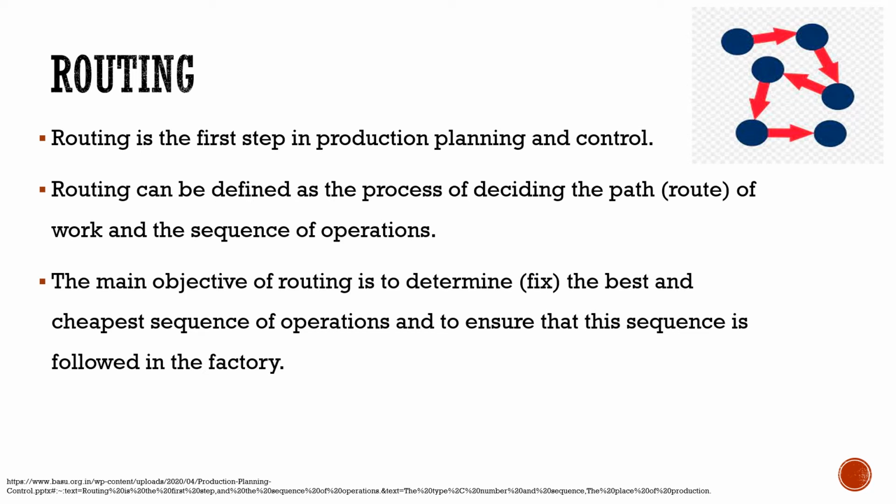What can routing fix? First of all, the quantity and quality of the product. Then the men, machines, materials, etc., which are going to be used in the operations, you have to fix the route of those inputs. Then the type, number and sequence of manufacturing operations, and the place of the production, etc. You are going to decide the route of that work. So in short, routing means what, how much, with which, how, and where to produce.